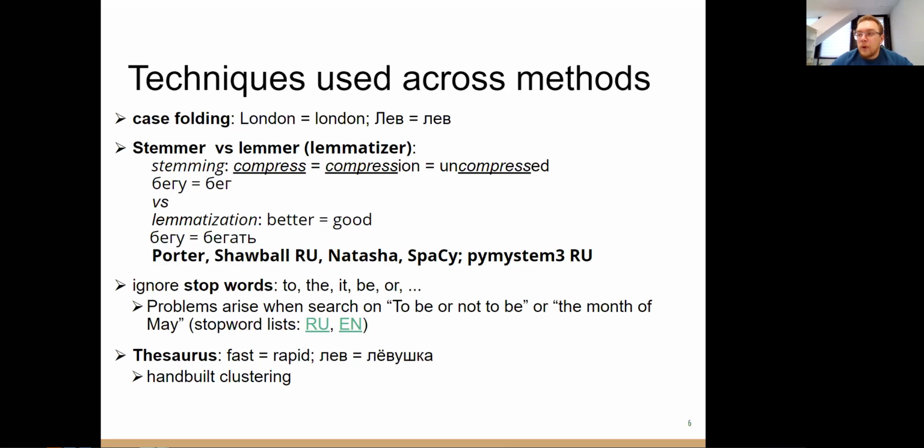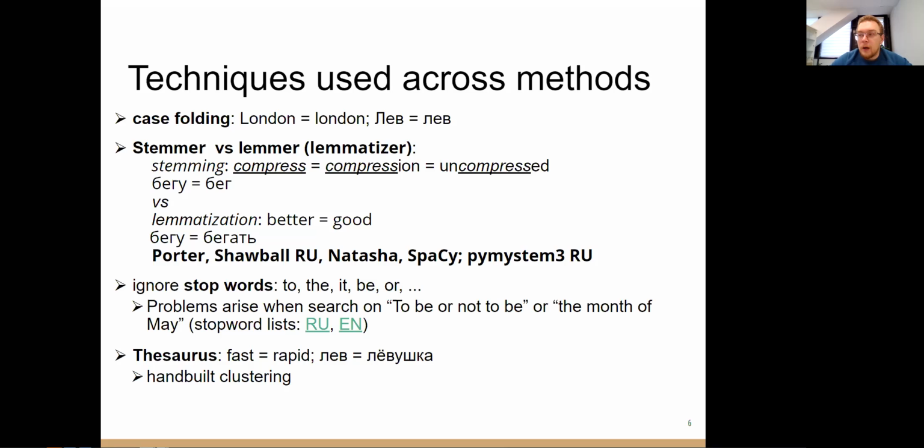Second, we can bring the word to the initial form. It can be either a stem or a lemma. From the previous lesson, you remember that stem is the unchanging part of the word, like here, and lemma is the initial form of the word. There are multiple algorithms to do this.